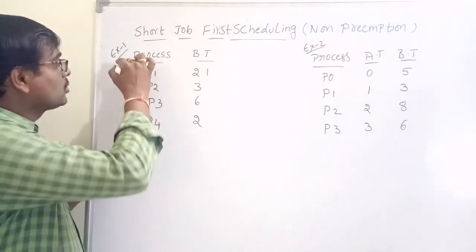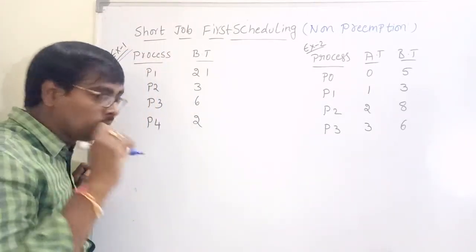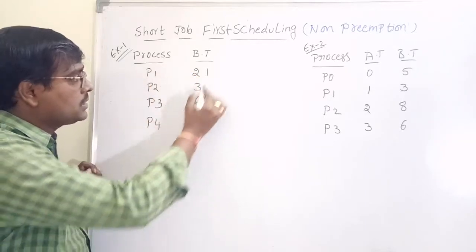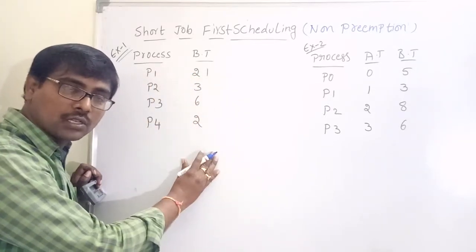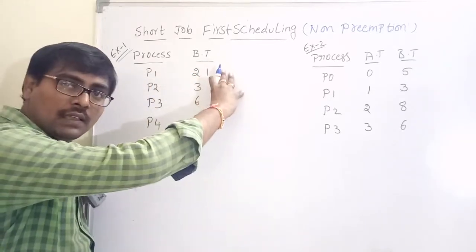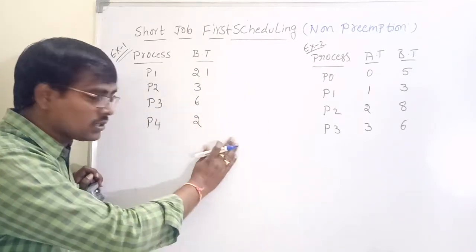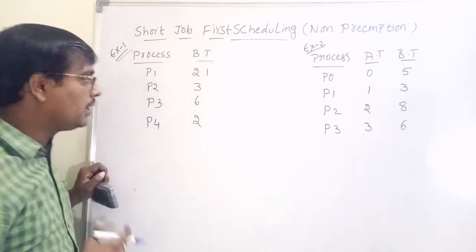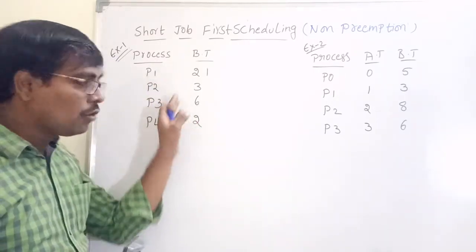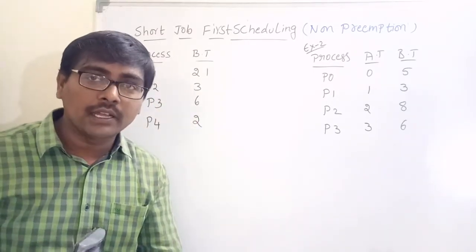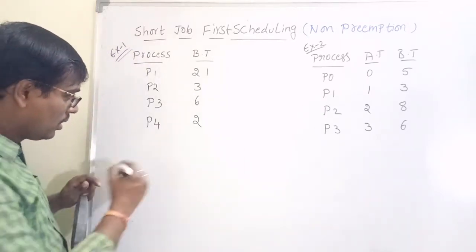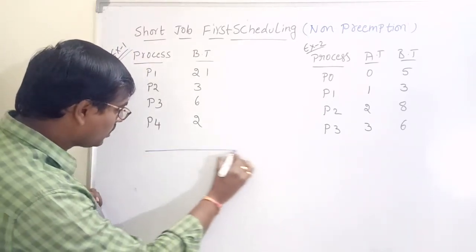First, consider this example. We have 4 processes and 4 corresponding burst times. Here they are not given any arrival time. That means all the processes enter into the system at a time. All 4 processes enter into the system at a time. Now construct the Gantt chart.